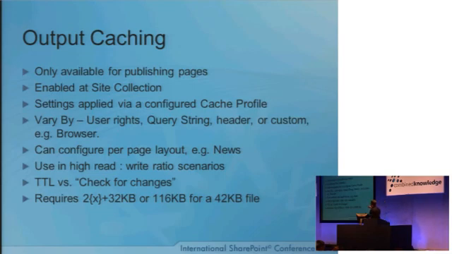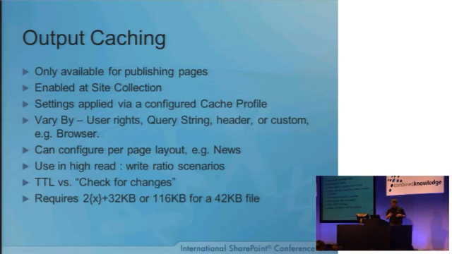We have vary-by user rights, query strings, headers, custom, and browser, things like that. If you think about how we store these things, all we're doing is storing them in the HTTP cache object, which is a dictionary of key values. And all we're doing in this vary-by is varying that key that gets built. So this big, massive, long key, it's a string, and we're putting these things into the cache based upon those things.